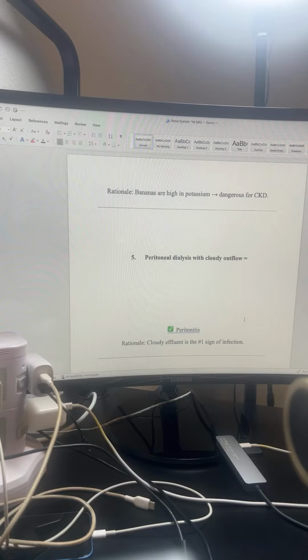So cloudy effluent is the number one sign of infection. All right. So you have a patient that is on dialysis or peritoneal dialysis. They start having any form of cloudy output. You definitely make sure that you take the necessary action.